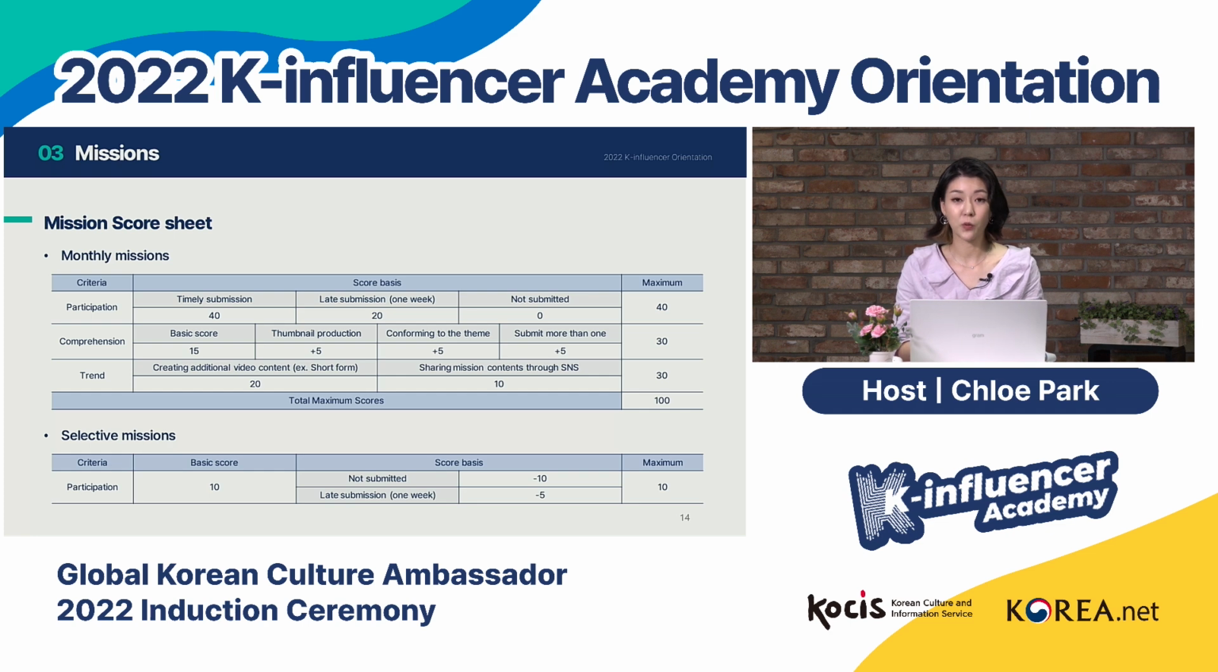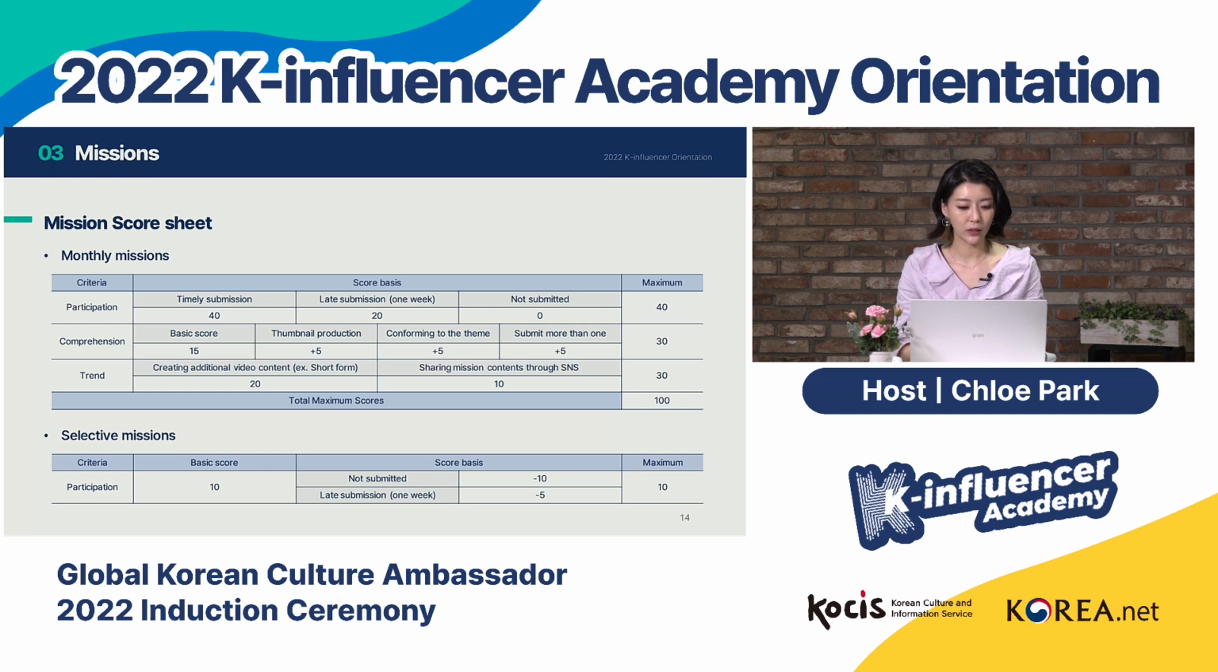And another part of the trend criteria is sharing mission content through your social network. So wherever you share your content, on Facebook, TikTok, or Instagram, you will get 10 additional points for the trend part. So the total score for the trend part is 30. Combining participation, comprehension, and trend, 40 points, 30 points, and 30 points, that will be a total of 100 points for monthly missions.